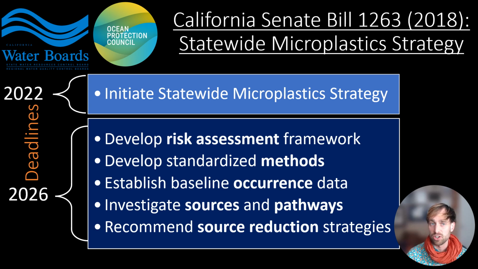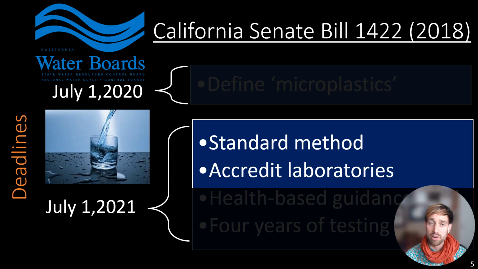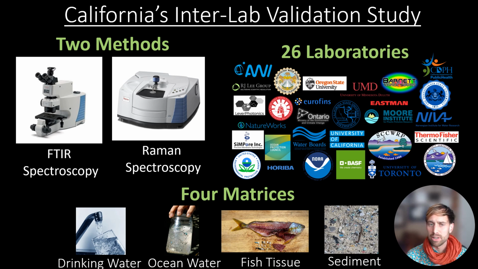source reduction strategies. A key component of both of these bills is developing a standardized analytical method for monitoring and for sampling of microplastics, as well as accrediting qualified laboratories. When these bills were passed, there were no standardized analytical methods for microplastics. So we developed our own and validated their performance with the help of 26 volunteer laboratories from 7 countries, as well as 2 methods using FTIR or Raman spectroscopy.